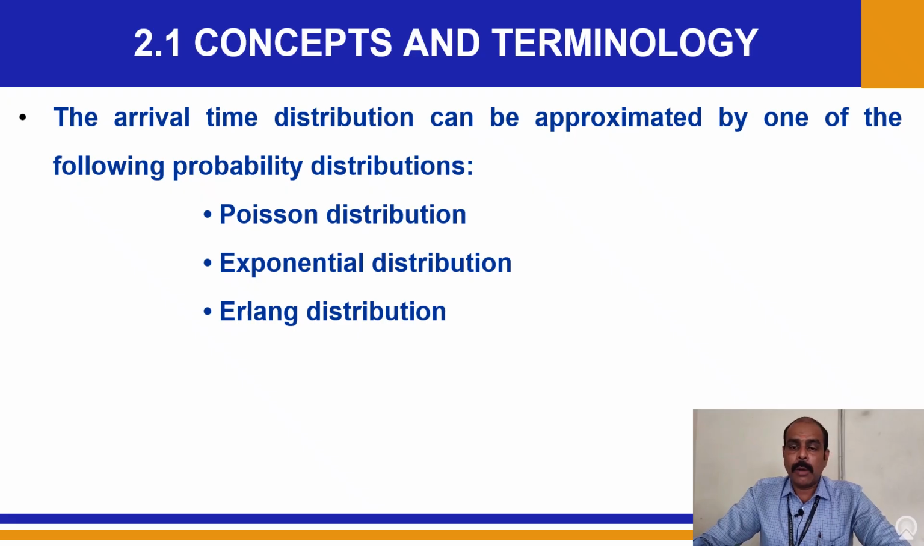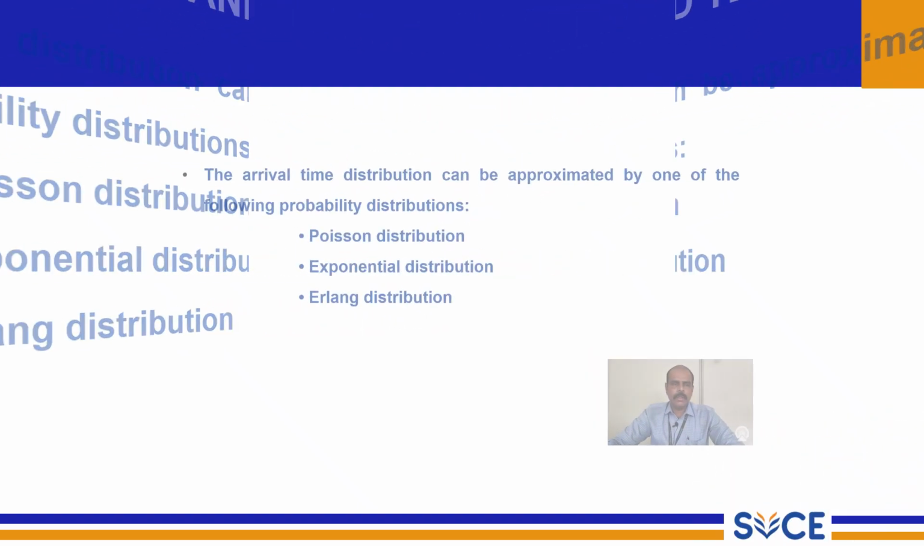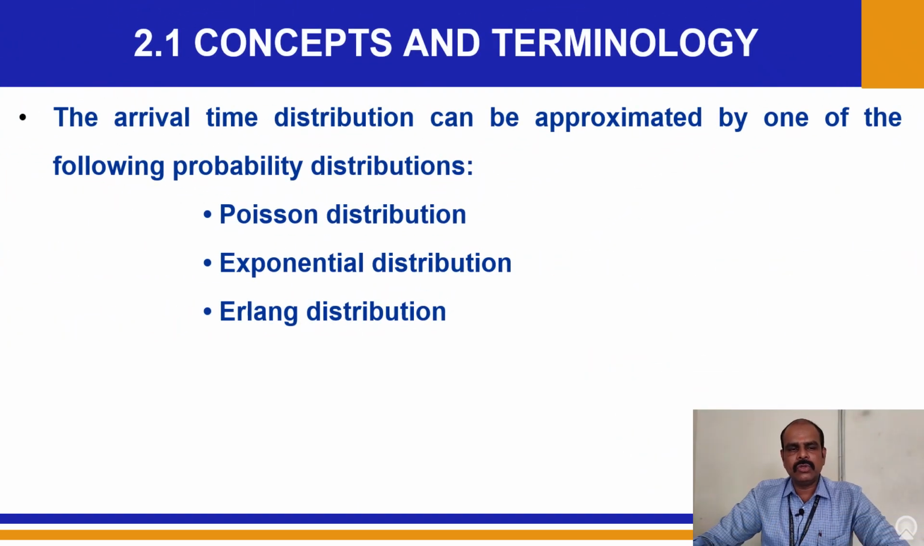So probability has to be considered. Here the arrival probability distribution can be approximated by one of the following probability distributions: Poisson distribution, exponential distribution, Erlang distribution. So these are the three methods we have got. Similarly, for the case of service, again we have three distributions, the same thing.